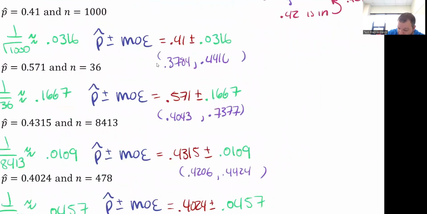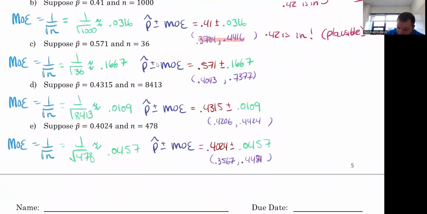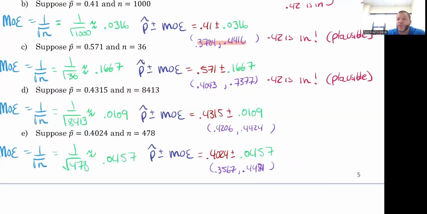So notice in B, 0.42 is in this interval, so thus it's plausible. 0.42 is also in this interval. Notice how wide this interval is in C, right? It's wide because we have such a small sample size, right? So sure, we get some information, but it's pretty bad because we just didn't choose enough people in order to get a good margin of error. A lot can happen with the small sample size of 0.36.